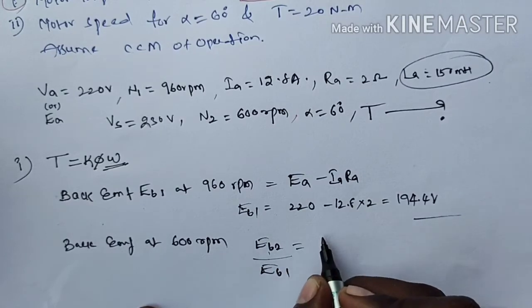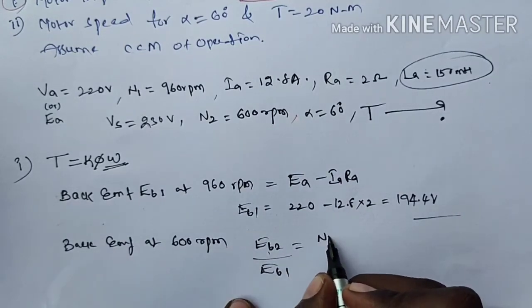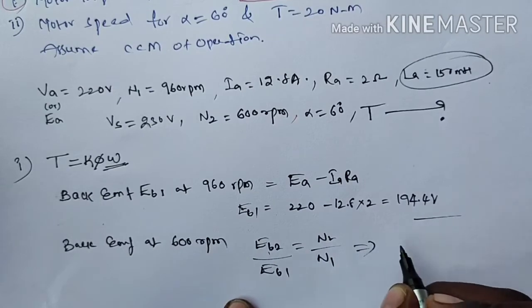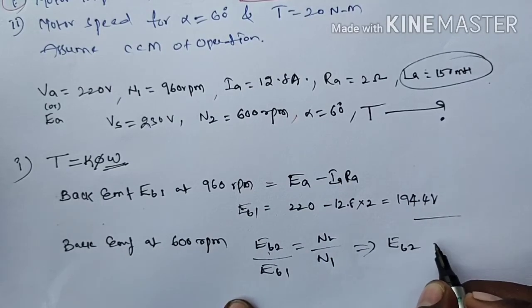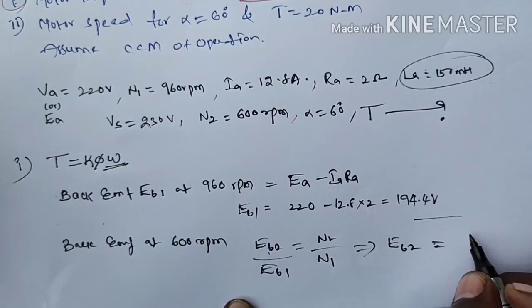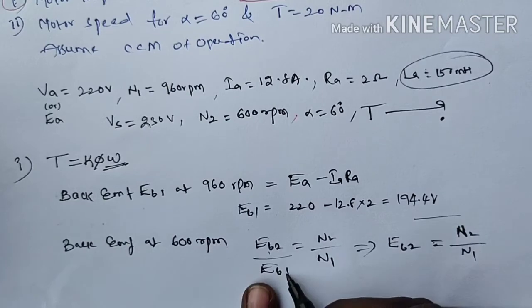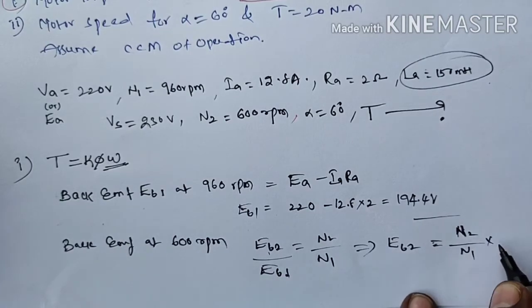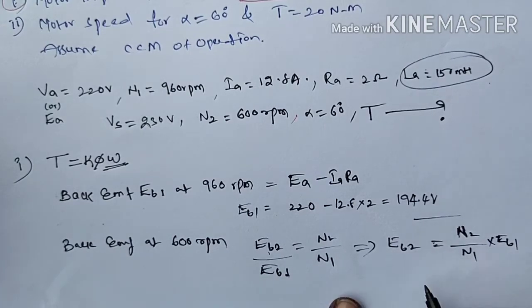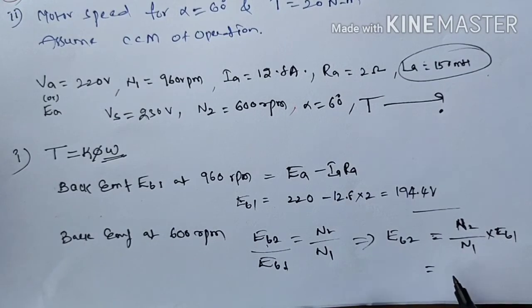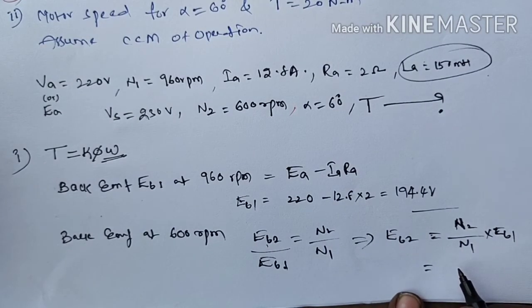EB2 by EB1 is equal to N2 by N1. What we need? We need the EB2 value. So EB2 is equal to N2 by N1, so the EB1 will come here. So the answer is, now you substitute the values.